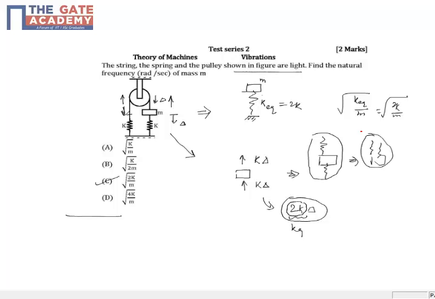Always, if you have a doubt about parallel and series, the best thing, as I suggested, is to displace the mass by delta and then see the total spring force. If the total spring force comes out to be 2k delta, then the effective stiffness is 2k. That is the idea. So the answer is C.